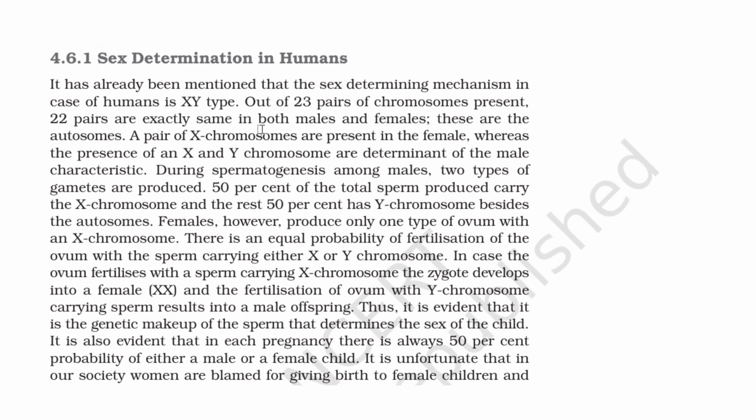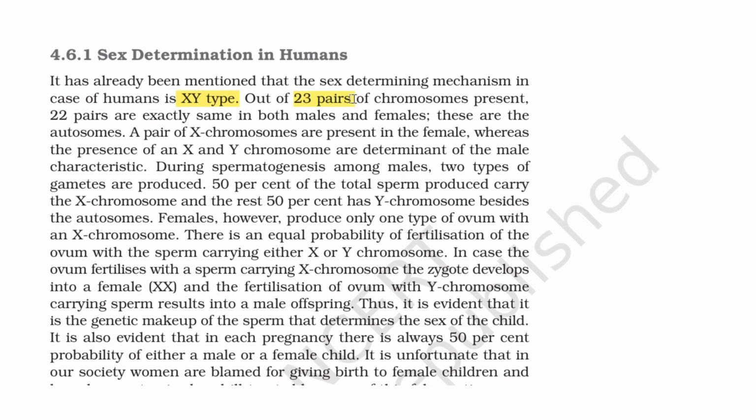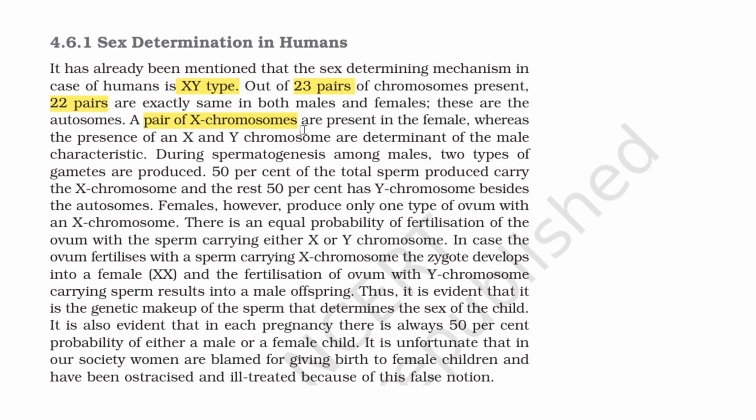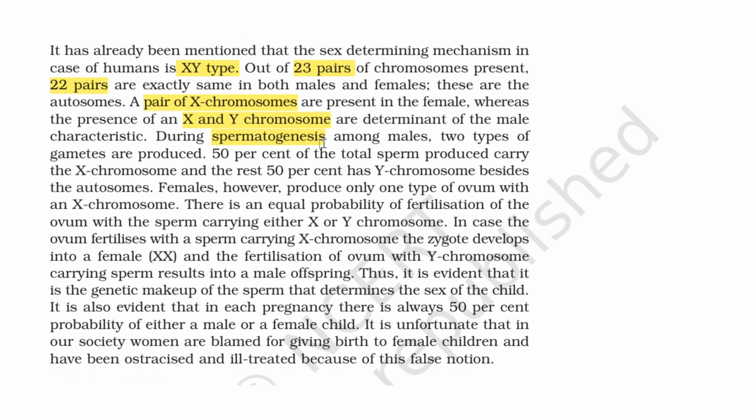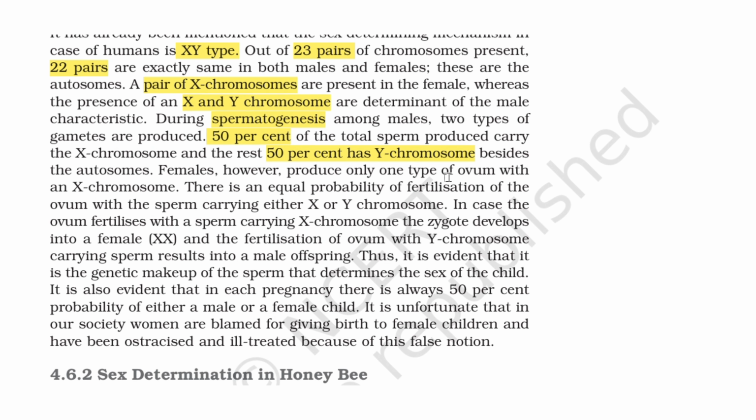Sex determination in humans. It has already been mentioned that the sex-determining mechanism in case of humans is XY type. Out of 23 pairs of chromosomes present, 22 pairs are exactly the same in both males and females. These are the autosomes. A pair of X chromosomes are present in the female, whereas the presence of an X and Y chromosome are determinant of the male characteristic. During spermatogenesis among males, two types of gametes are produced. 50% of the total sperm produced carry the X chromosome and the rest 50% have the Y chromosome besides the autosomes.